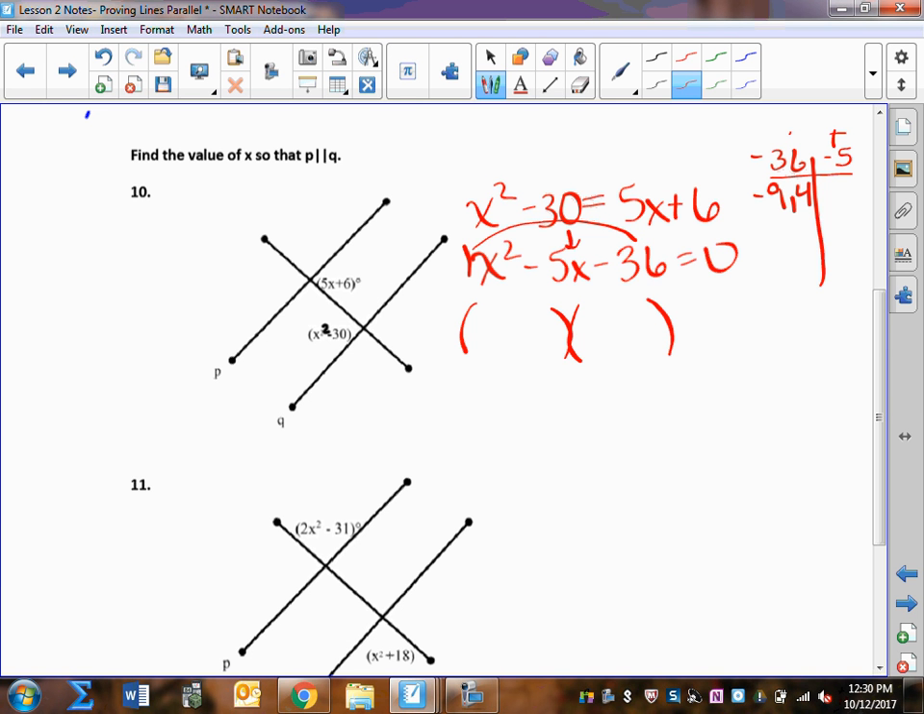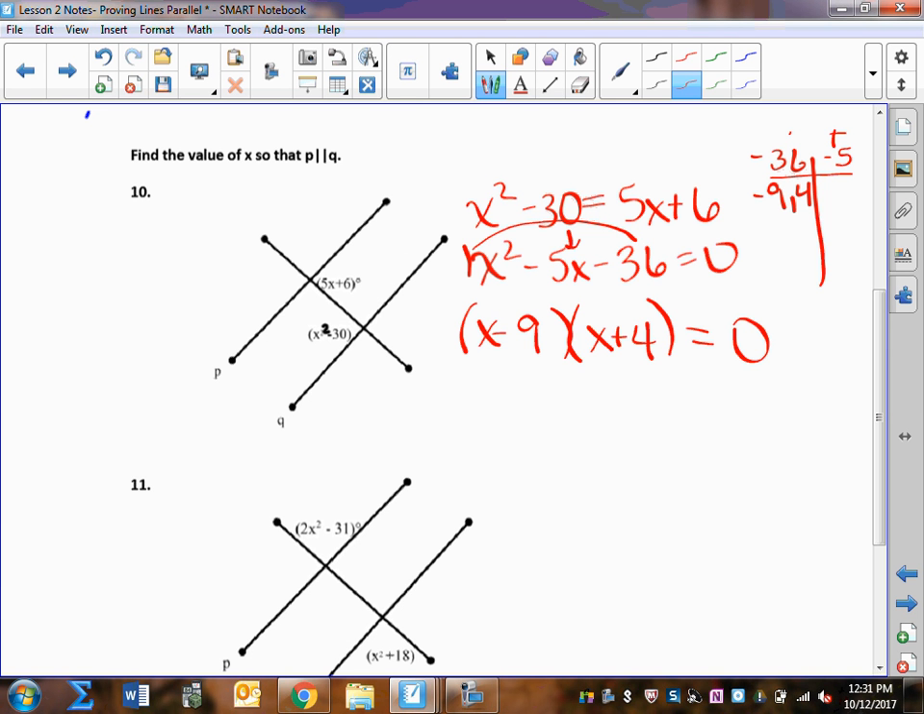Now, if you forget, that's fine. You're still going to get the same answer. You're just going to do two extra steps. So we have then (x minus 9)(x plus 4) equals 0. Do not lose that equals 0. We're solving here, not just factoring. We're using factors to help us solve.